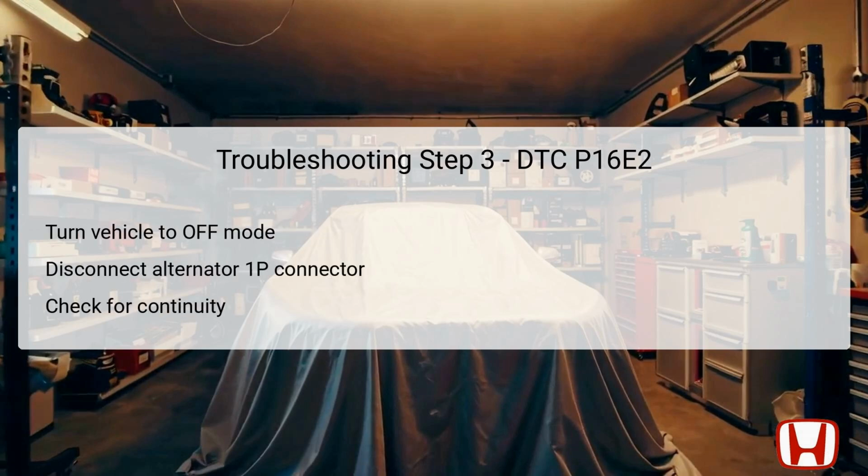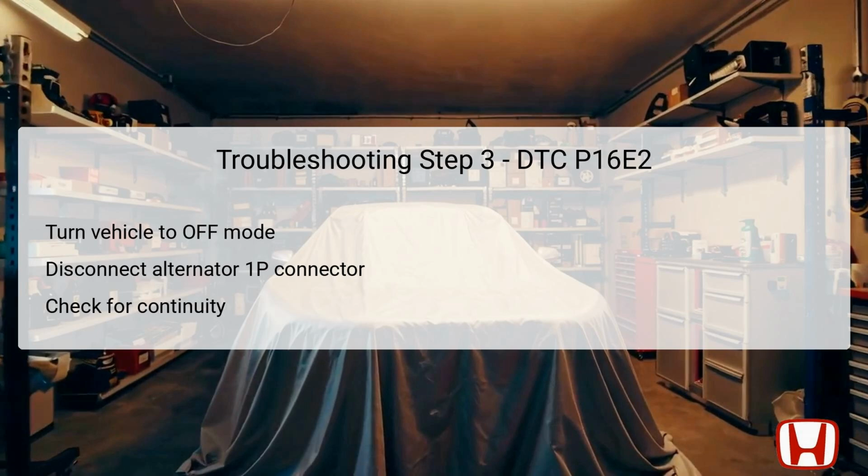In troubleshooting Step 3, the goal is to determine the failure area within the communication circuit, focusing on the LIN communication line. Start by turning the vehicle's ignition to the off mode to ensure safety before working with electrical components. Next, you will disconnect the alternator 1P connector. This connector plays a critical role in linking the alternator to the rest of the electrical system, thus isolating it for testing.